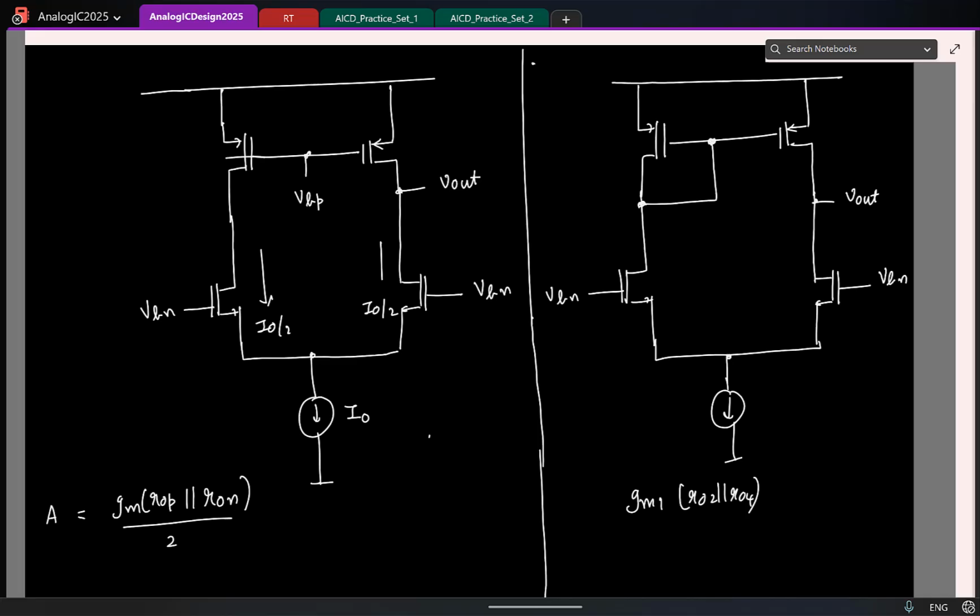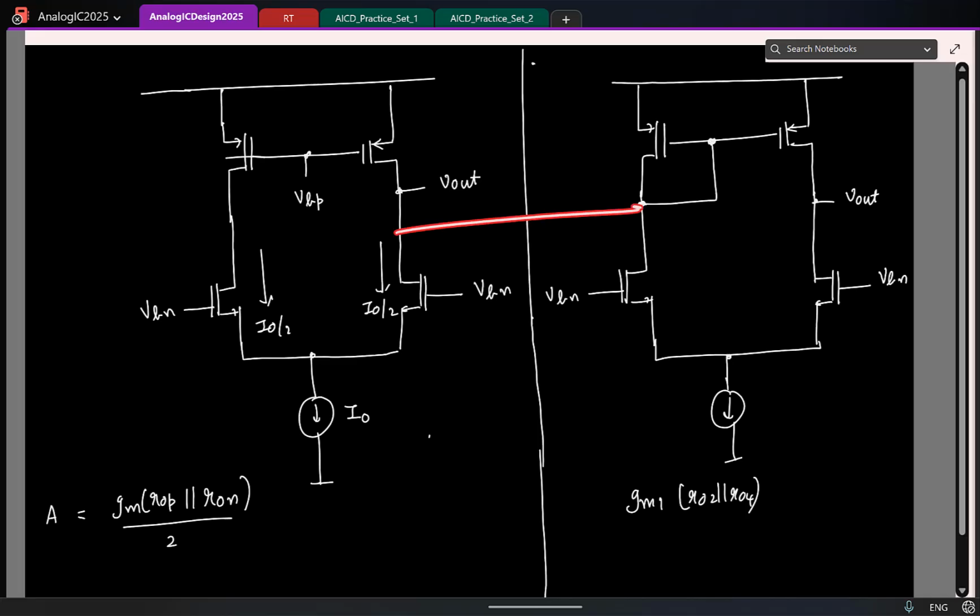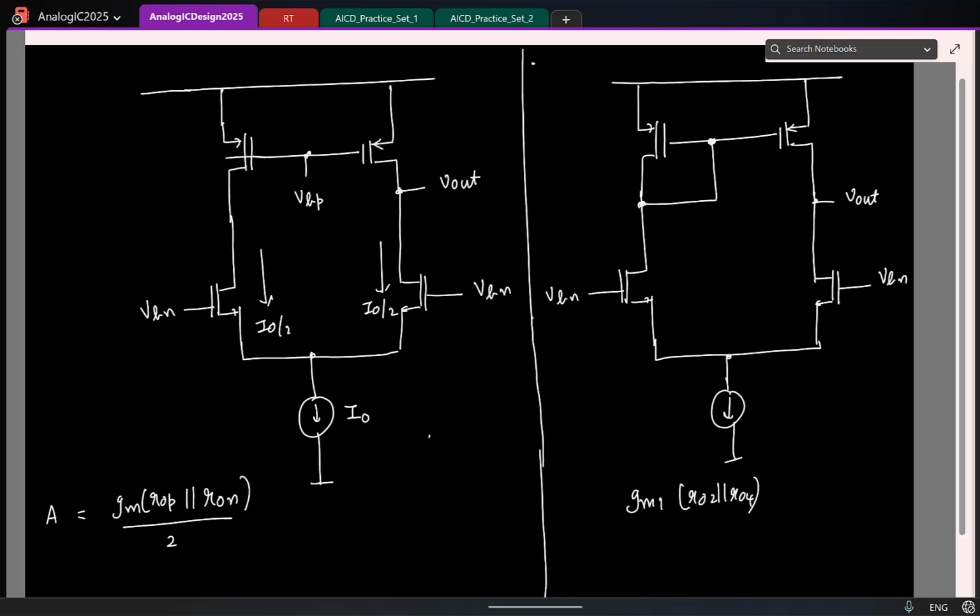What is the difference between these two circuits? What is the only difference? This just because I made a connection like this, so it seems like I'm getting double the gain. So what is special about this now?